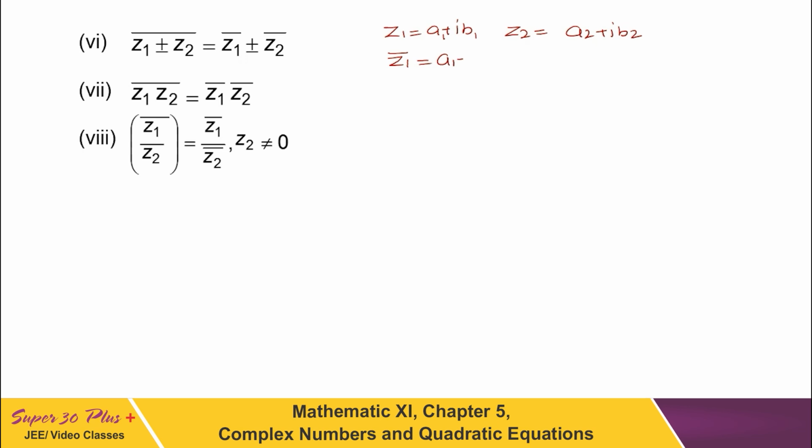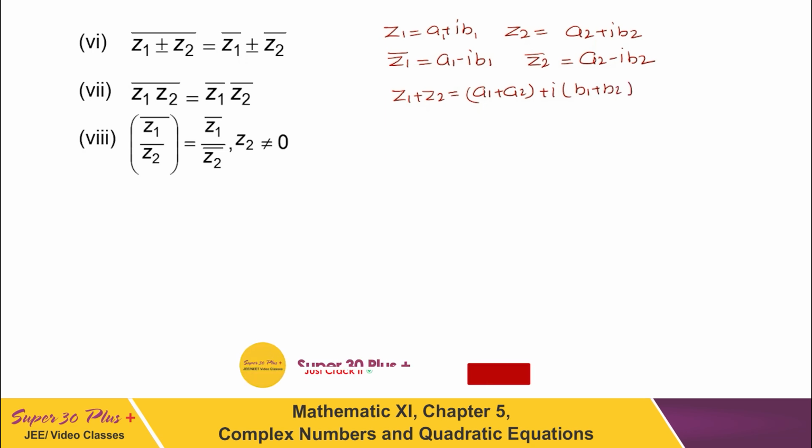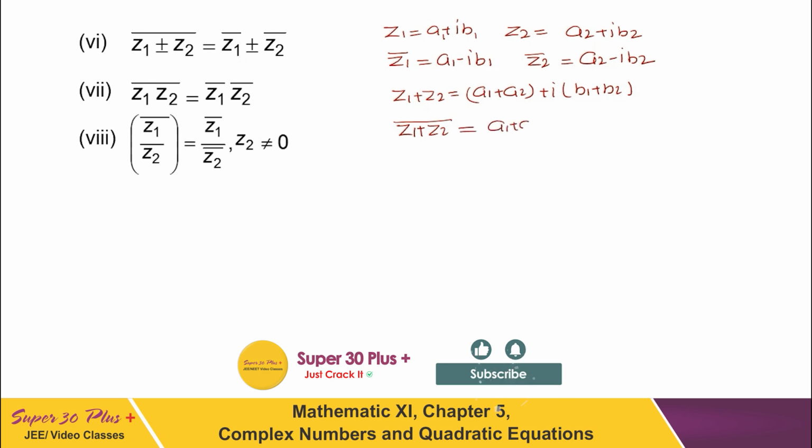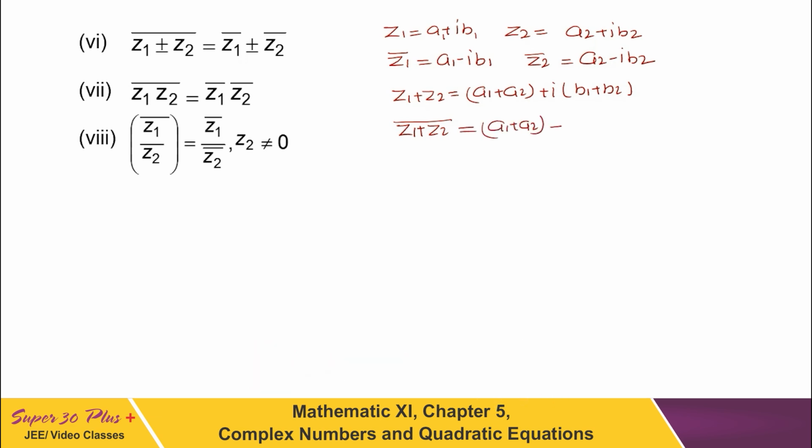It is A1 minus iota B1, and Z2 conjugate is A2 minus iota B2. What is the value of Z1 plus Z2? It is (A1 plus A2) plus iota times (B1 plus B2). What is the conjugate of Z1 plus Z2? It is equal to (A1 plus A2) minus iota (B1 plus B2).